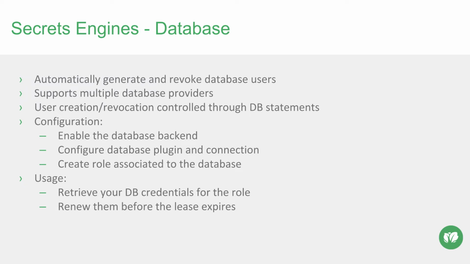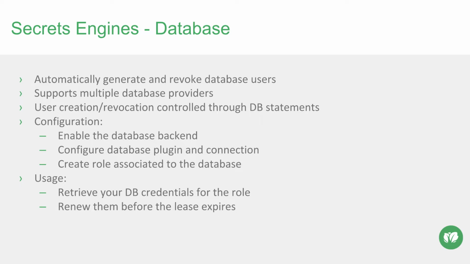So the database secrets engine can automatically generate and revoke database users for you. This supports multiple different database providers. The current list is Cassandra, Influx, HANA, MongoDB, MySQL, MS SQL, Postgres, and Oracle. You can make your own custom one. Vault does have a concept of plugins that you could use to generate your own if you're using some other sort of database. Basically, for the configuration, you give it the statements. Generally, if you're using a SQL database, it's your SQL statements to create and revoke the users.